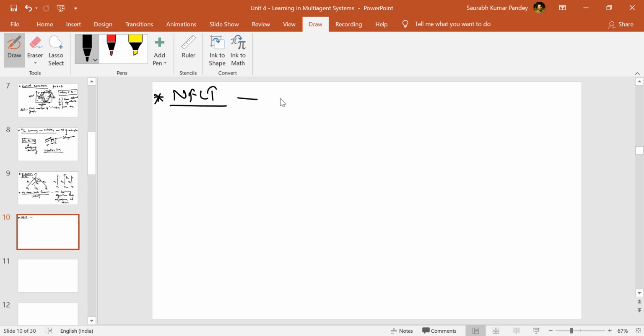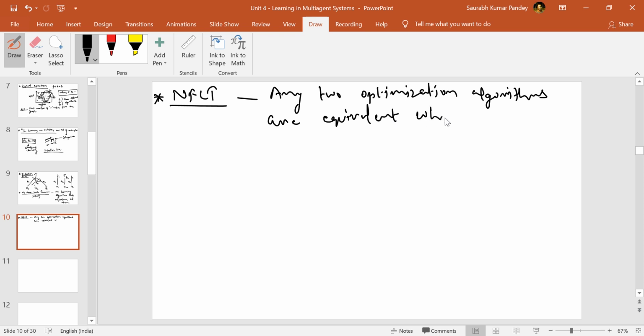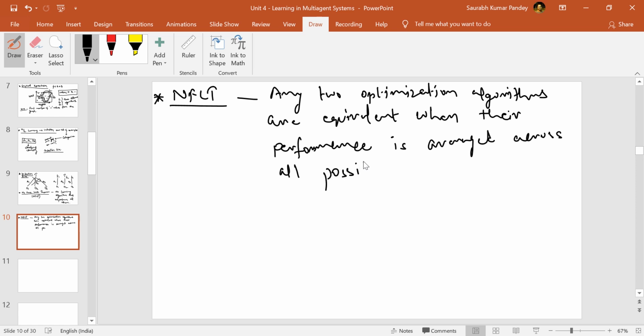NFLT says that any two optimization algorithms are equivalent when their performance is averaged across all possible problems. So this is what your no free lunch theorem is.